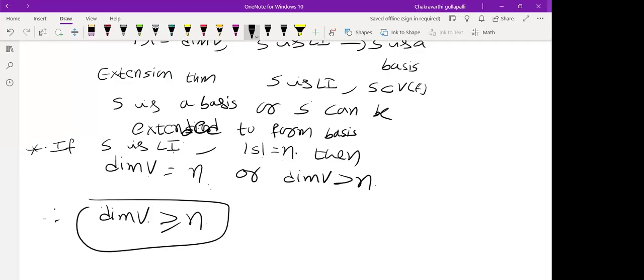So the extension theorem says if it is independent, it is already a basis or it can be extended to form a basis. So what will be the dimension? Either equal to n or greater than n.